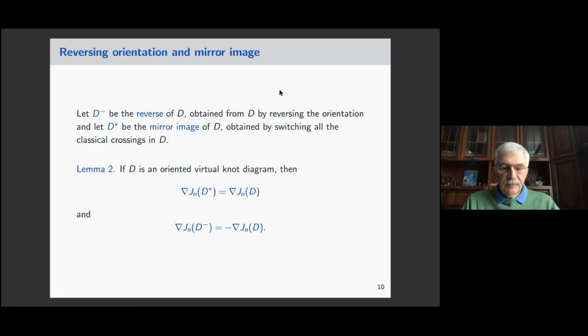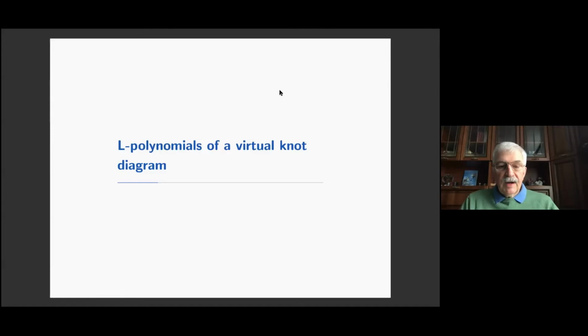And the behavior of existing invariants is very nice. We can describe it in Lemma 2. So if you have an oriented virtual knot diagram, then if you go to the mirror image, the invariant will be the same. But if you go to the orientation-reversed diagram, we just get a minus from the previous value. So these are the basic properties. It's standard to consider the behavior of an invariant under such change. After that, we are ready to define a family of polynomials, which we call L polynomials.